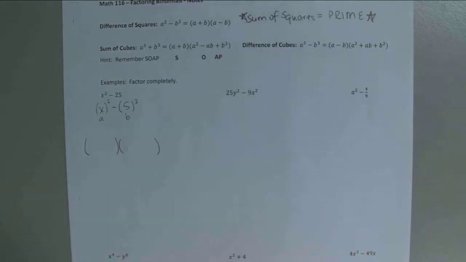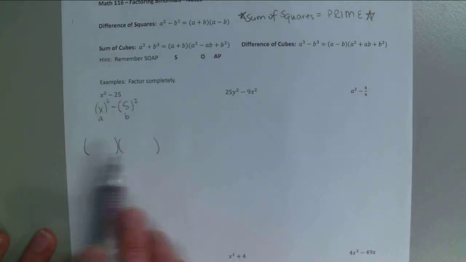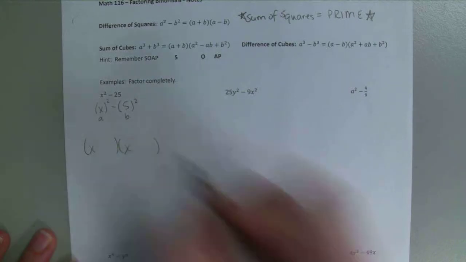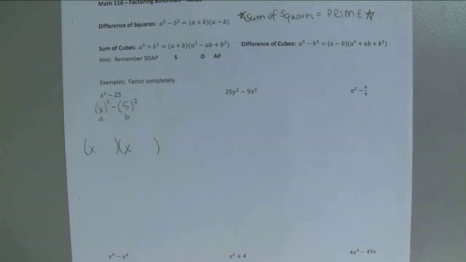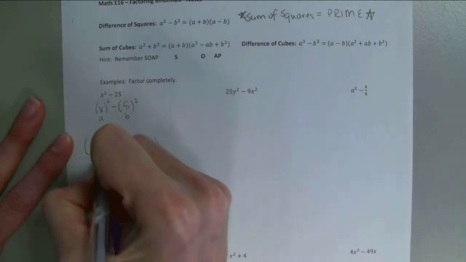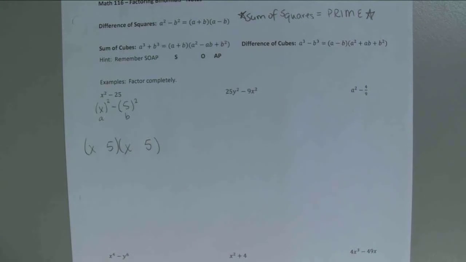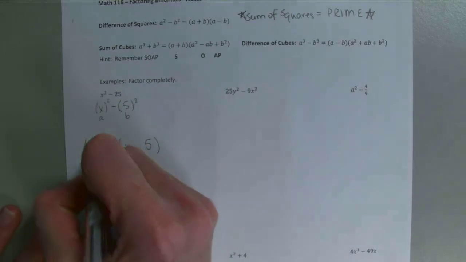So how it works is your a term goes in front. So what times what gives you x squared? X times x, right? We said our a was x. And then what times what gives you 25? 5 times 5, so that's our back number. And then part of the formula, guys, is always opposite signs. Plus, minus, minus, plus, it doesn't matter. Just make sure you have opposite signs.